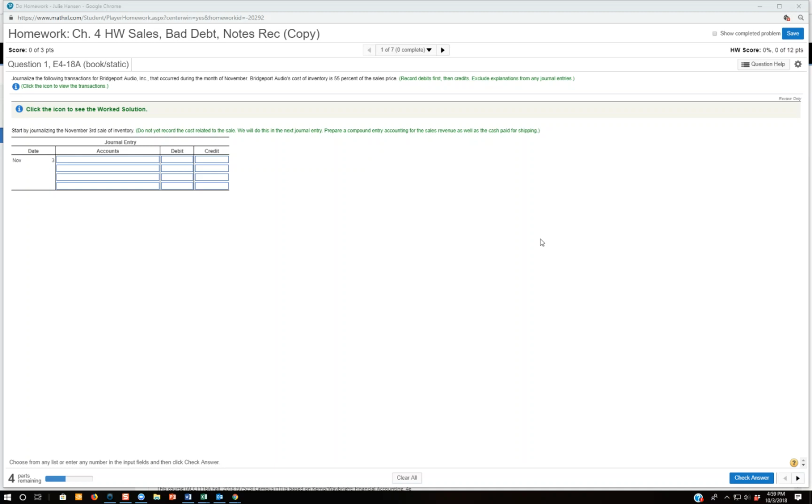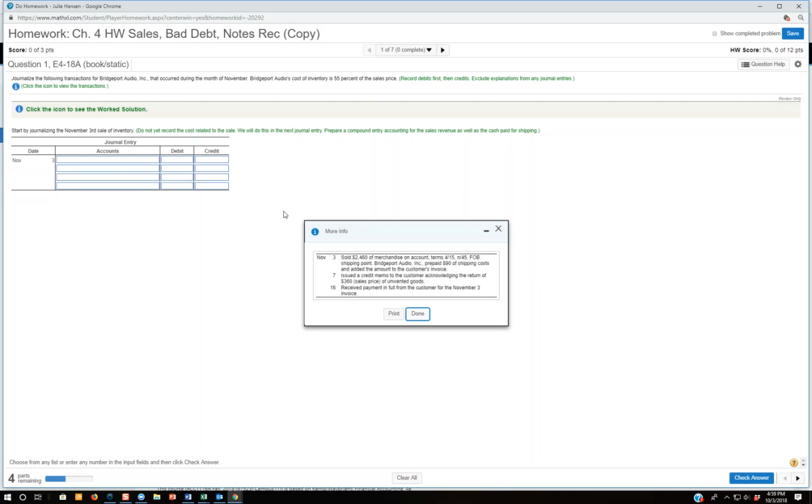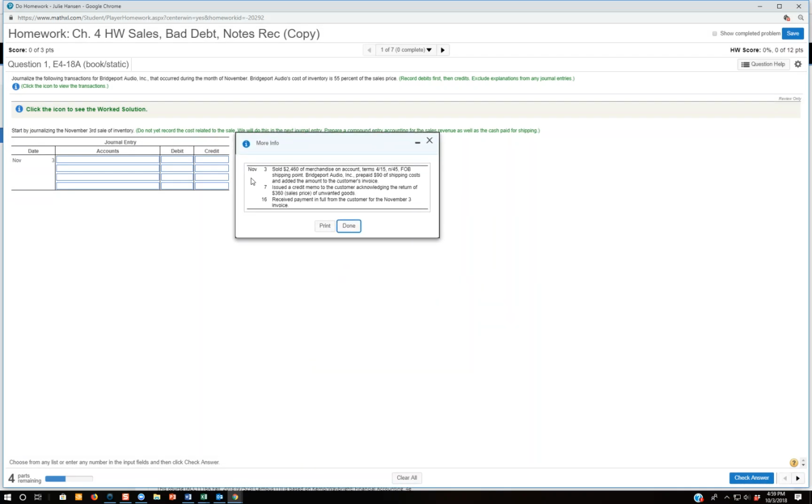Exercise 4-18, which is part of the chapter 4 homework, and this one we're going to be journalizing sales transactions. So here Bridgepoint Auto sold $2,460 of merchandise on account.